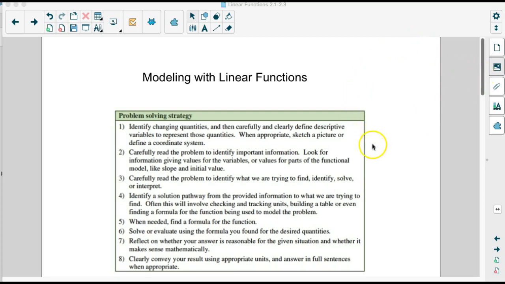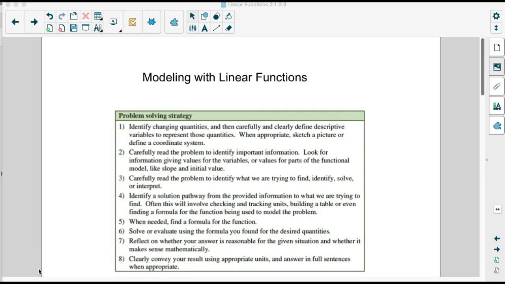So this is the 8 steps of problem-solving strategies that they give you in the book. Basically, you need to make sure that you always read the problem carefully and identify the important information. So you're trying to find out what you're trying to solve for, what you need to assign to a variable. You may have to draw a picture to help you out, or you may have to look up some formulas. Specifically, you're going to be using the linear formulas or linear functions to solve and evaluate in this section.